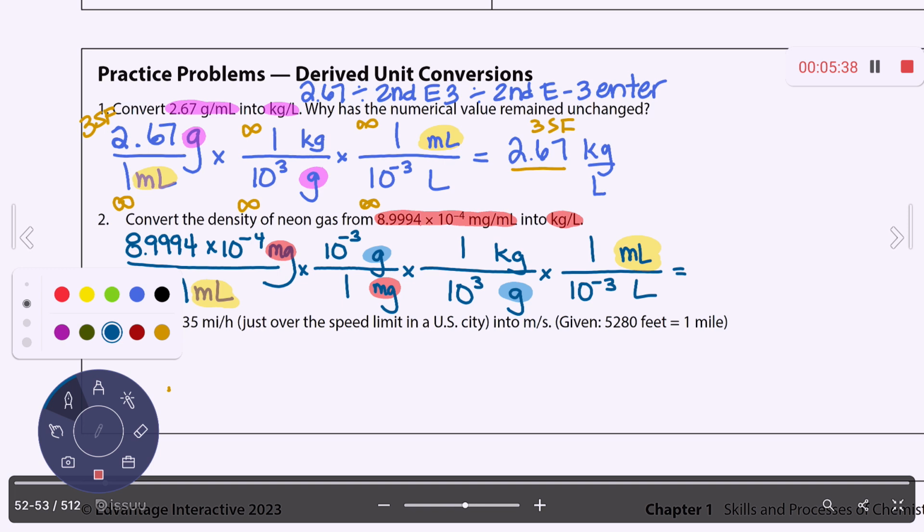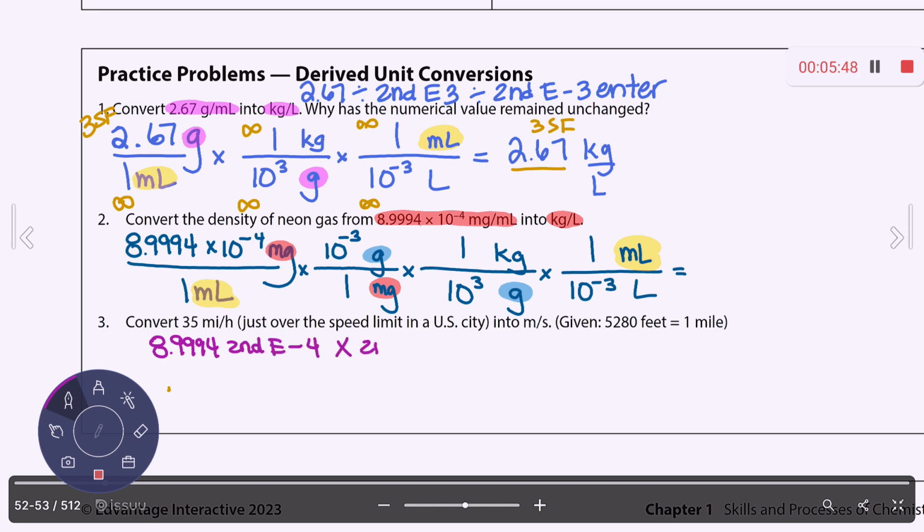In your calculator, the steps that you will follow are 8.9994 second E negative 4 times second E negative 3 divided by second E 3 divided by second E negative 3, enter. You can do it all in one big thing in your calculator as long as you understand what to do. For the E, am I pressing this one or this one? No, I press second and then this comma key. Once, the comma. Yeah.